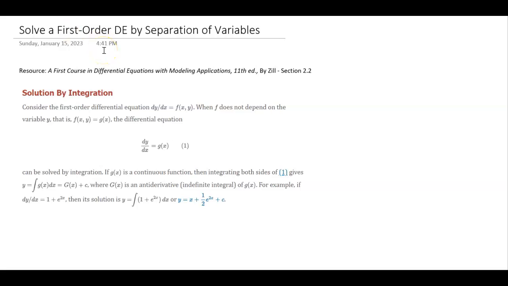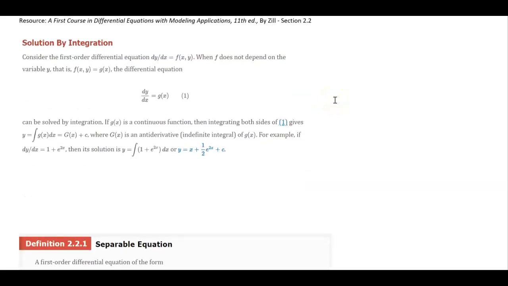All right, in this video, we're going to be looking at first-order differential equations that can be solved by separation of variables. So if we have a differential equation written in normal form, like this, that's going to be a key indicator that we might be able to solve this by separation of variables.